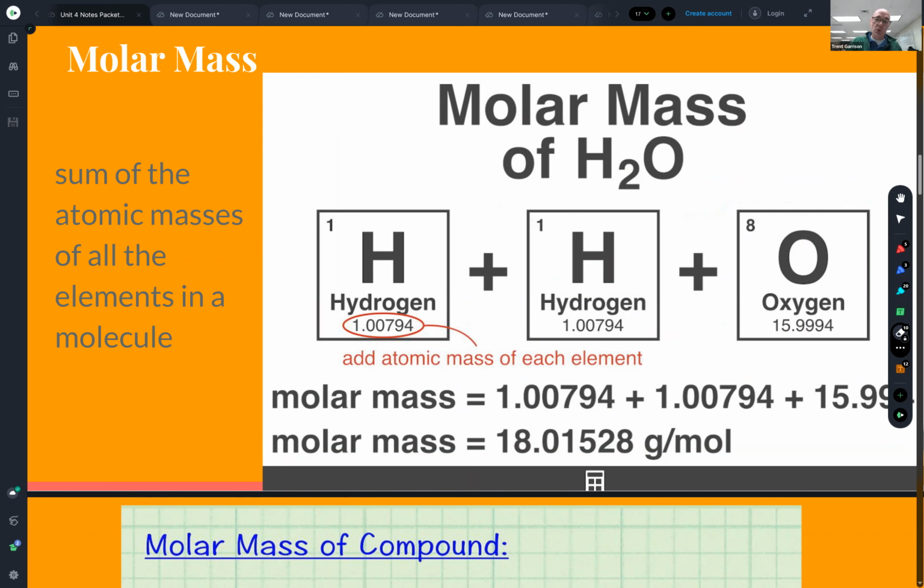So if hydrogen weighs 1 and there are 2 of them, that's 1 plus 1. And oxygen weighs roughly 16. We add all 3 of those together and we would get 18 as the molar mass.